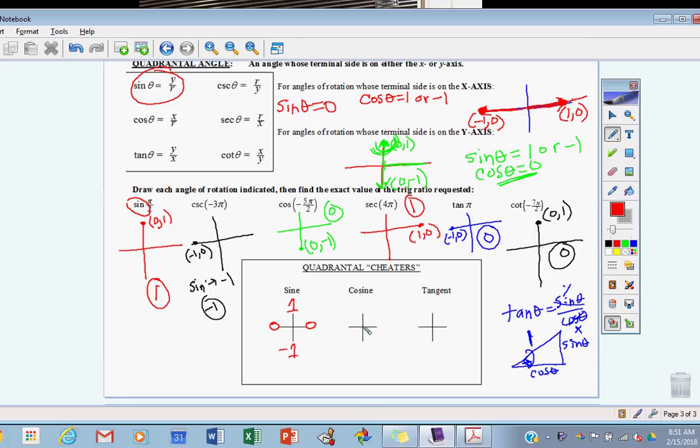Cosine, just think about the x value. What's the x value? 1. What's the x value? -1. What's the x value? 0. What's the x value? 0. Tangent, what's the x value? Oh wait, no, I got to think sine over cosine.